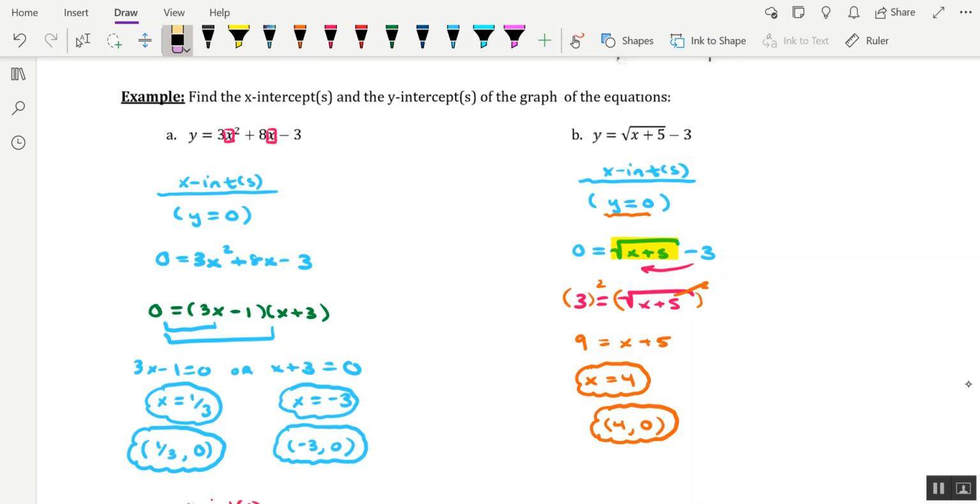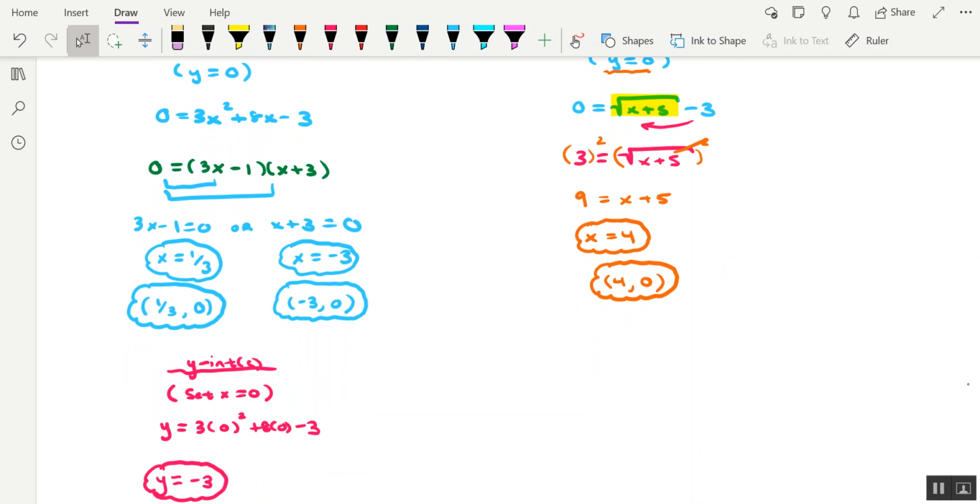Let's move on to the y-intercept. And the way to find the y-intercept based on an equation is to replace x with 0. So I'll show my work underneath the work for the x-intercept. Again, in this case we set x to 0, and upon doing so we're going to get y equals the square root of 0 plus 5 minus 3.